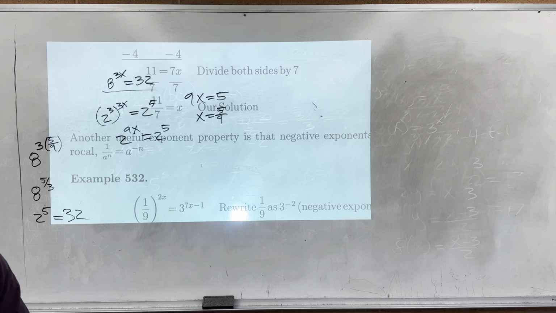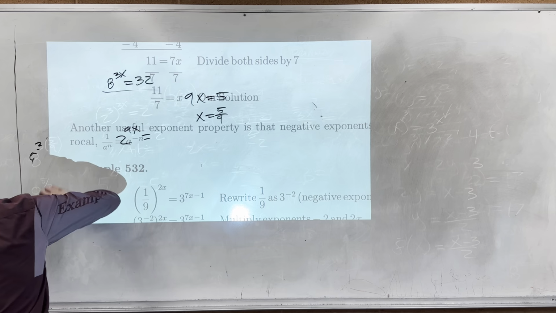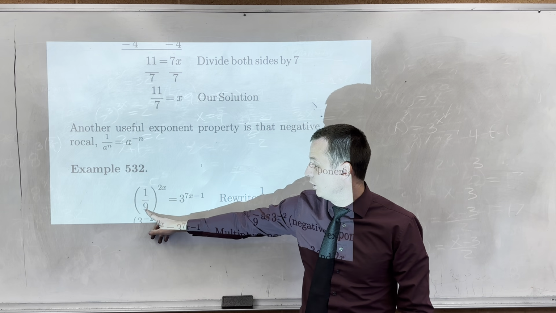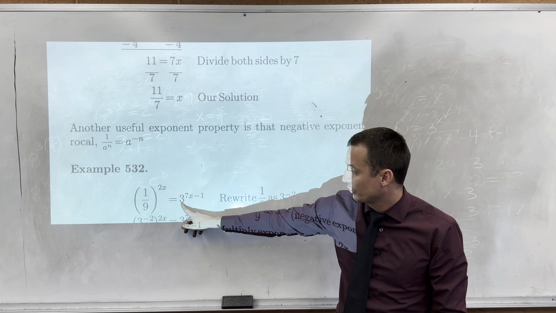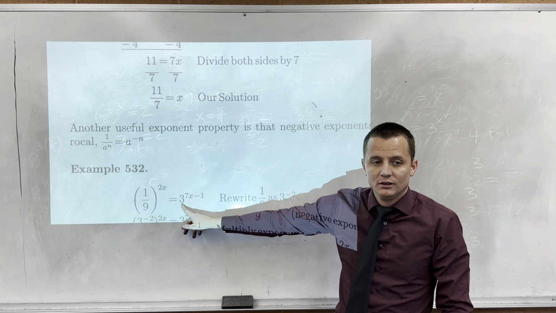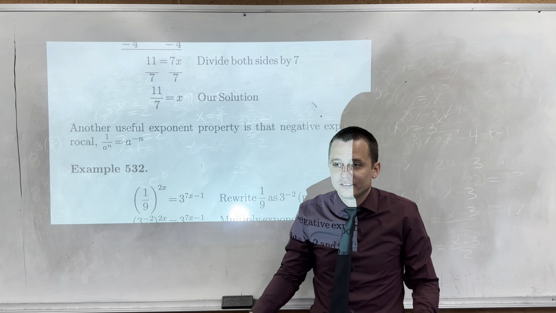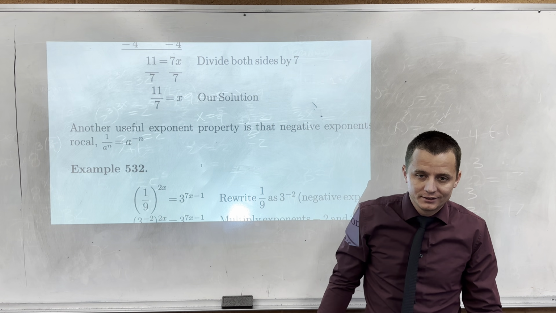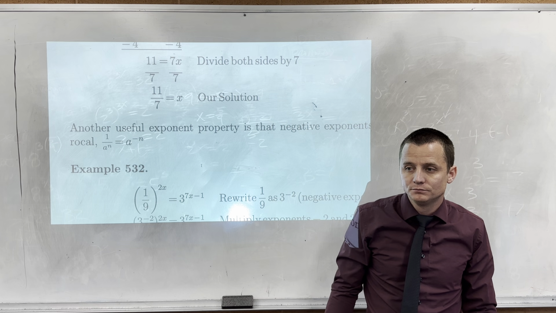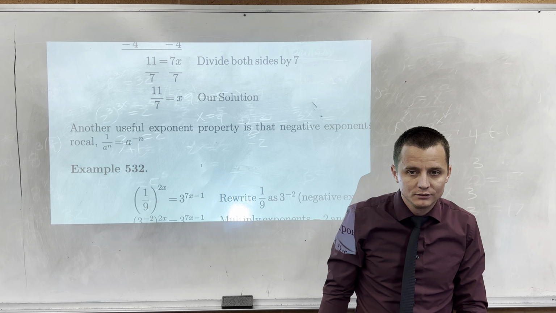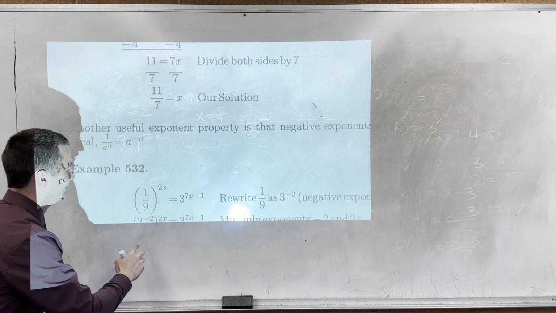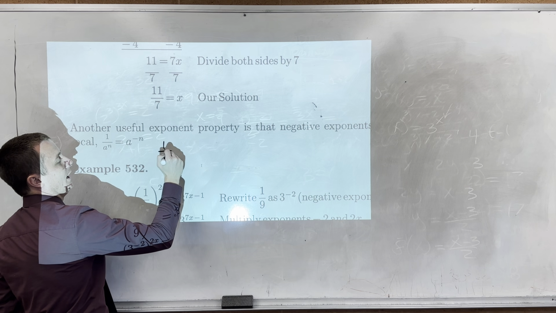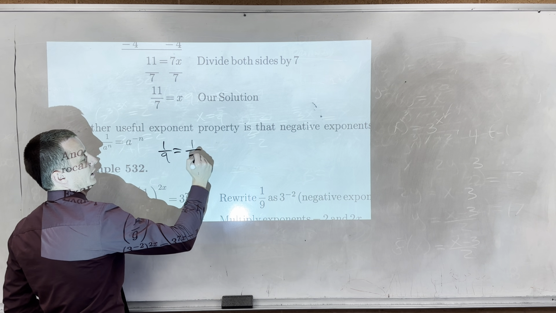Let's try a tricky one. Here's a trickier one. So we have a 1/9 over here, and then we have a 3 over here. Now, if that was a 9, this would be real easy, because 9 is just 3 squared, and so our common base would be 3. What are we going to do with 1/9? Rewrite it. Yeah, we're going to rewrite it. 1/9 is the same thing as 1 over 3 squared, right?